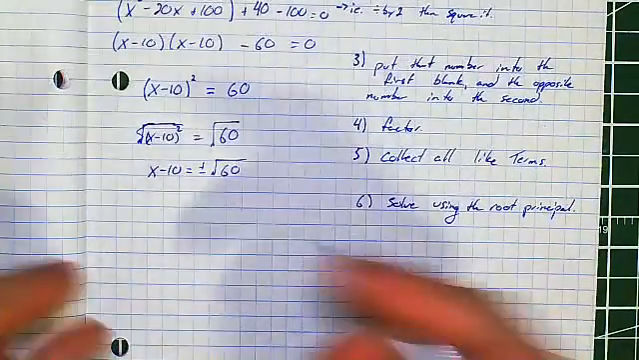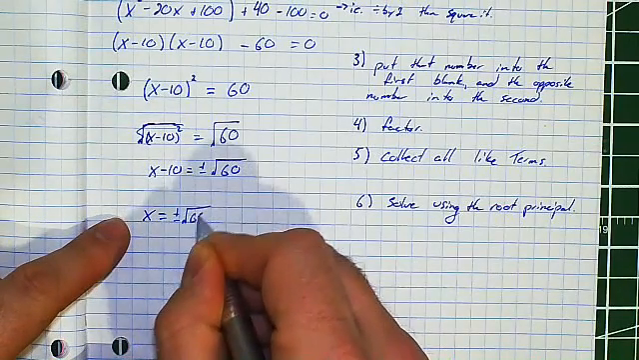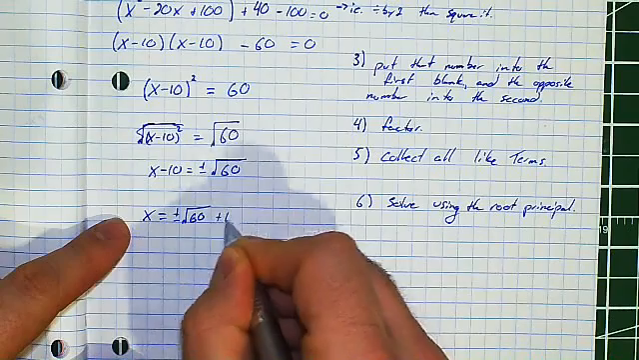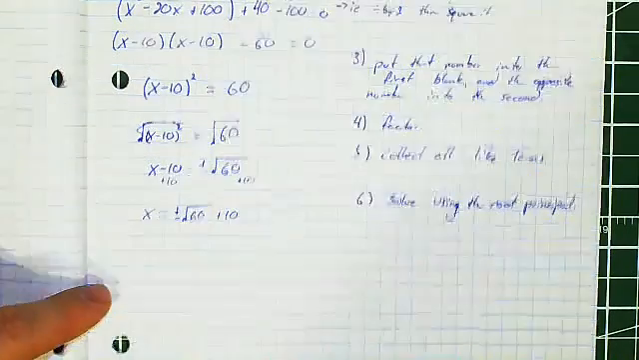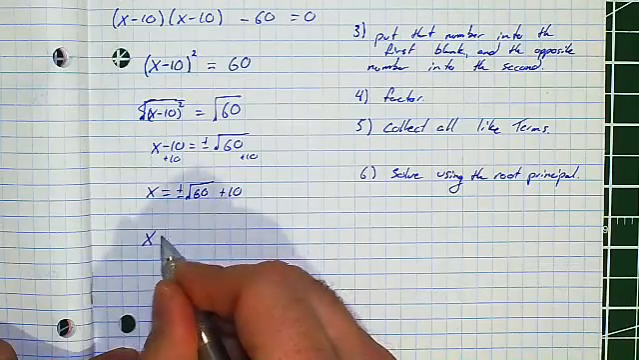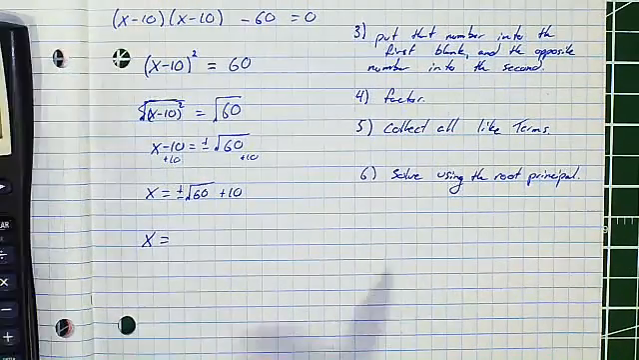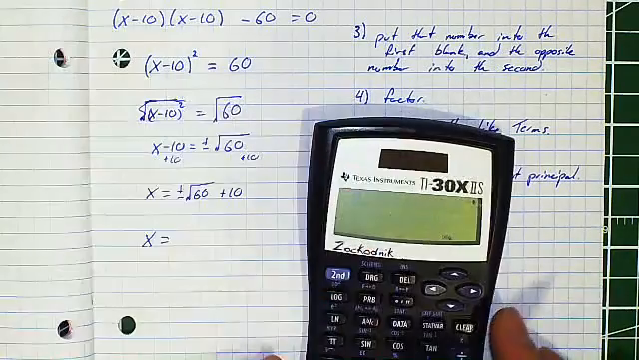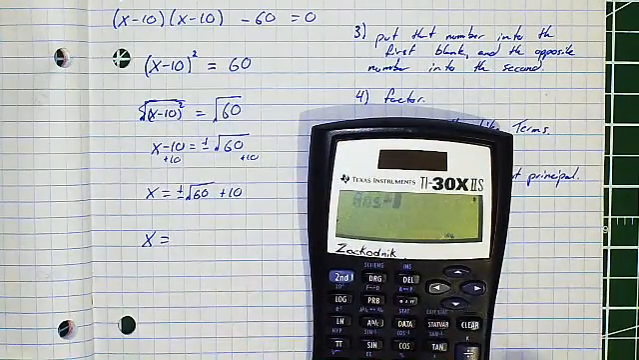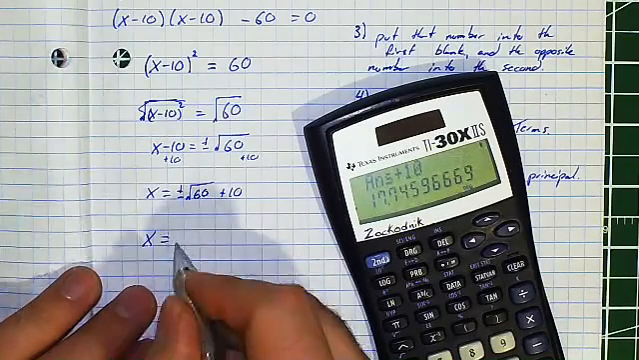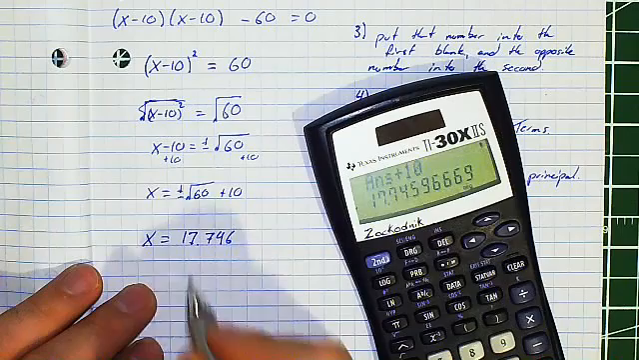Your last step is to basically solve this normally, so I'm going to have x equals plus or minus root 60, and then plus 10, because I'm going to add 10 to both sides. So finally, we're usually looking for actual answers when it comes to this. So the square root of 60, I'll do it over here so you guys can see, is 7.74. We're going to add 10 to that. So our first root is going to be 17.74. We'll round up to 6.